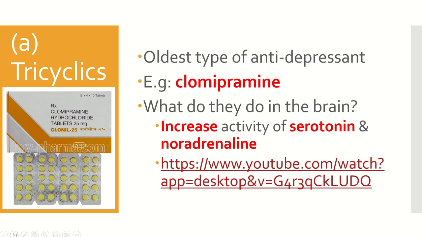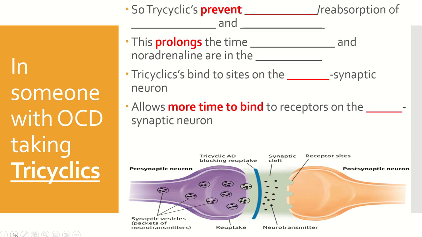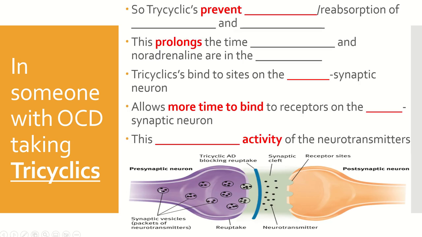So hopefully you're paying attention and keeping on board with this. I would like you to use the diagram to help you, but again, pause this here and see if you can tell me what you think is going to go into these blanks. In someone who is taking tricyclics with OCD, how is this drug going to work? Have a go, pause it now, and see how you get on with the blanks.